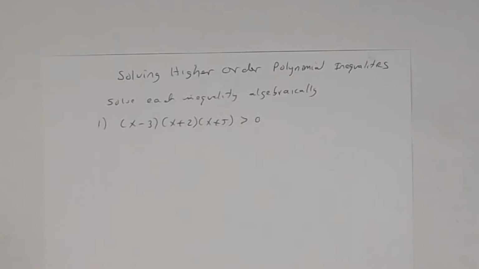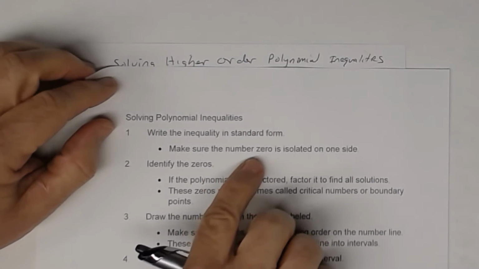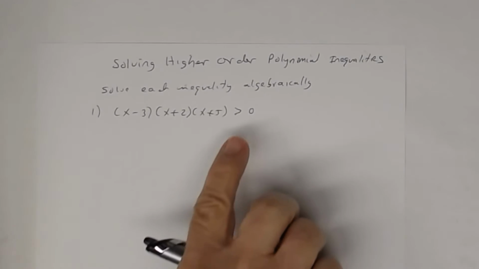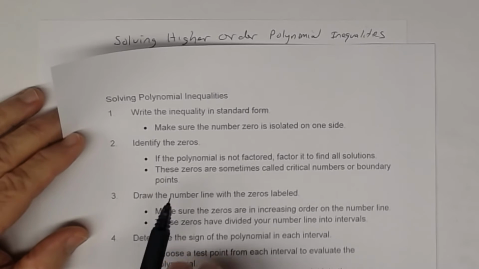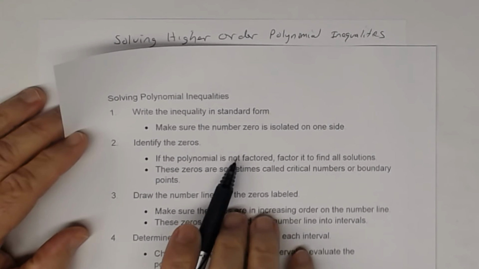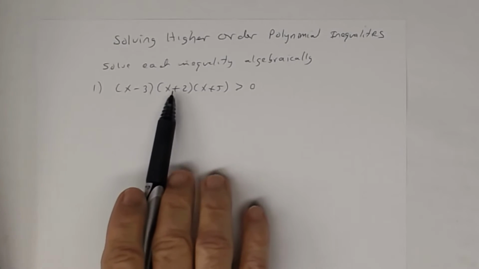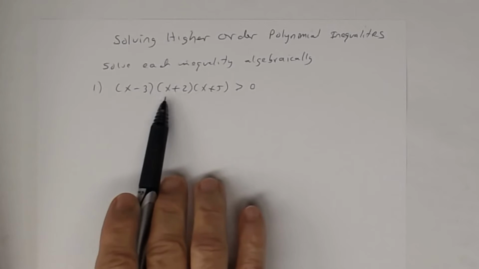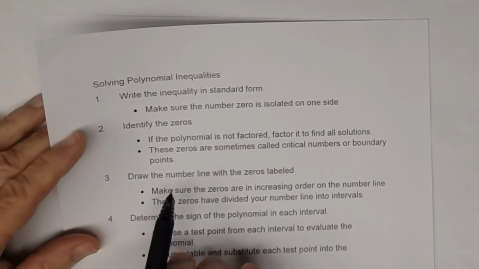So in step number 1, we have to make sure that it's in standard form. So we have to have 0 on that other side. And I do. I have 0 on that other side. Then the second thing I do is that if this polynomial is not factored, I factor it. Well, in this case, you'll notice that you are listed the factors. So you have 3 factors here, x minus 3, x plus 2, x plus 5. So it's already been factored.